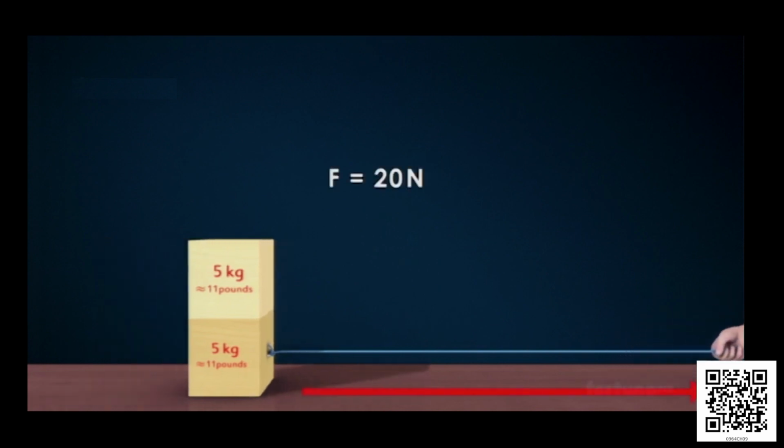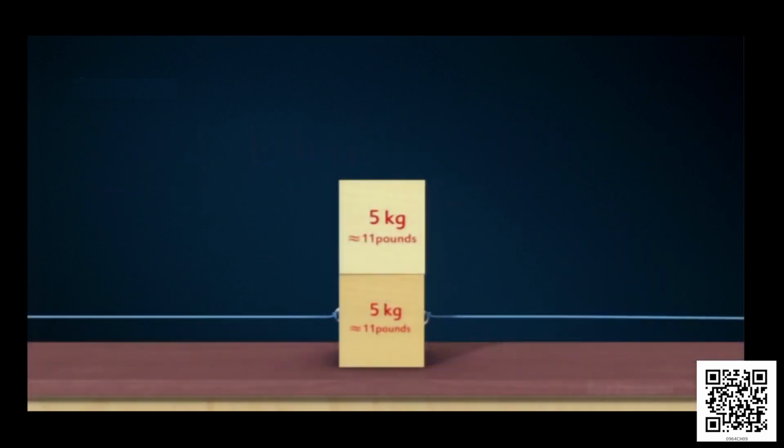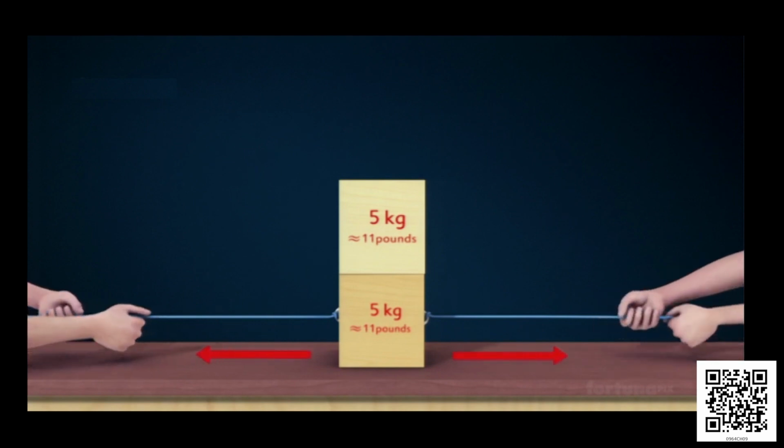If we were to again pull with two hands, that is 20 N force, the acceleration will be 2 meters per second square. In other words, twice as much force applied on twice as much mass will yield the same acceleration as pulling half as much mass with half as much force. If a friend joins you in pulling the blocks, but pulls from the other end, the wooden blocks will not move at all. In this case, the net force will be 0 and there will be no acceleration.